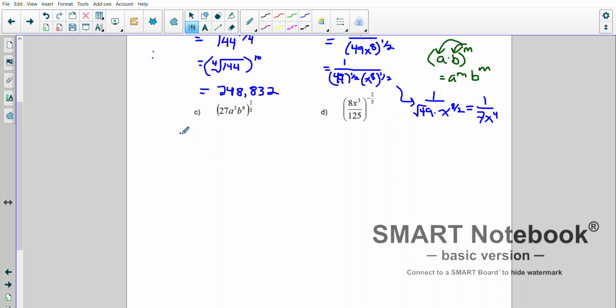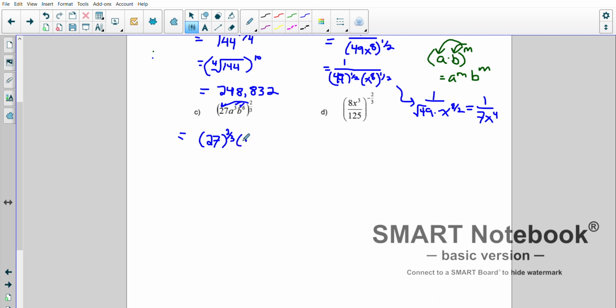So over here, again, this is just another power of a product, and it's not a negative exponent. So I'm just going to go ahead and apply this outside exponent to all the 3 factors in the base. So this is going to become 27 to the power of 2 over 3.